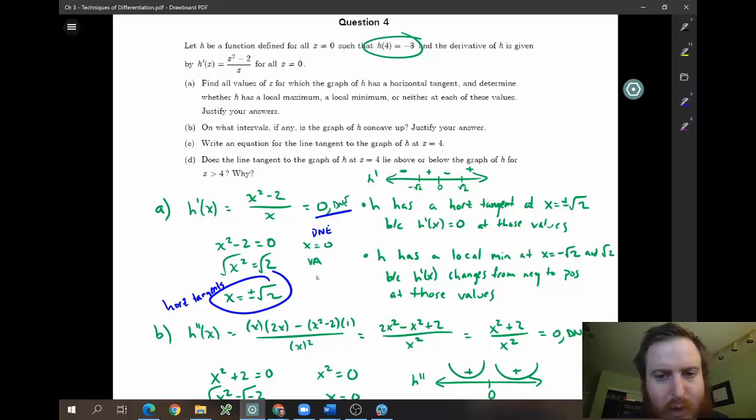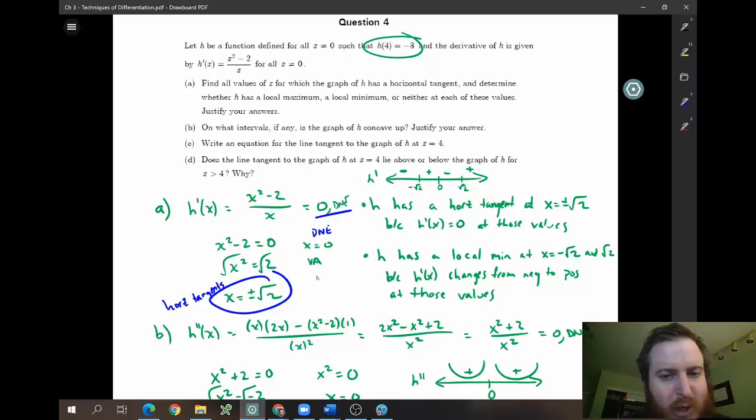I got negative. Then I plugged in -0.1. -0.1 squared is 0.01, minus 2 is negative, over negative 0.1 is positive. Then for 0.1, the top is going to be negative and the bottom is going to be positive, so we get negative. Then say 10 squared, we get positive over positive. So the horizontal tangents are plus or minus square root of 2 because h prime of x was 0. Both of these points are local minimums because the graph changes from negative to positive.